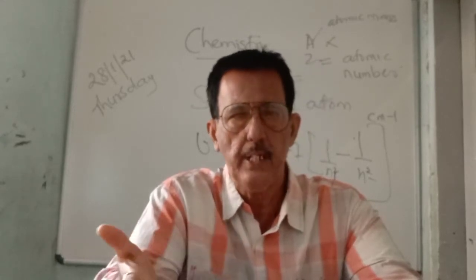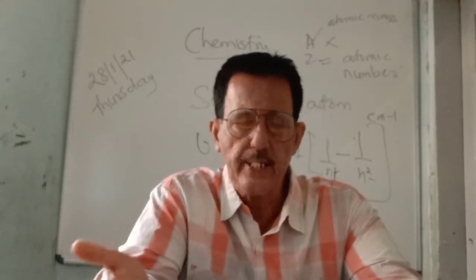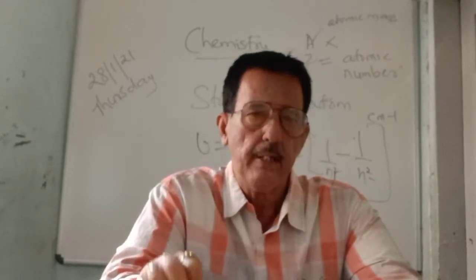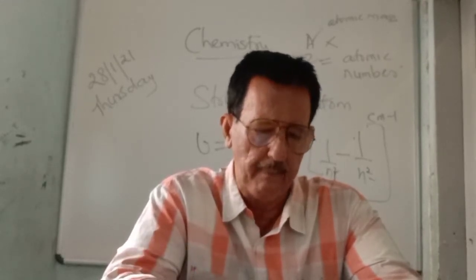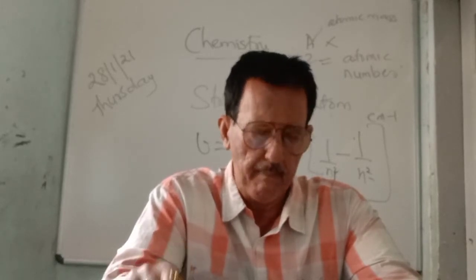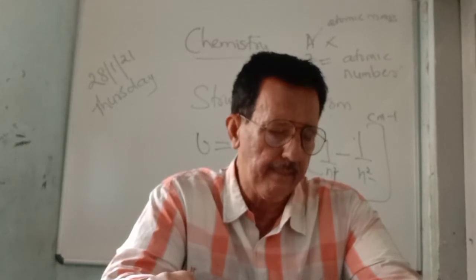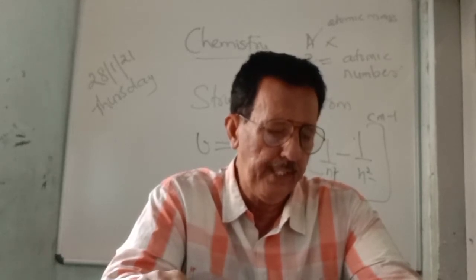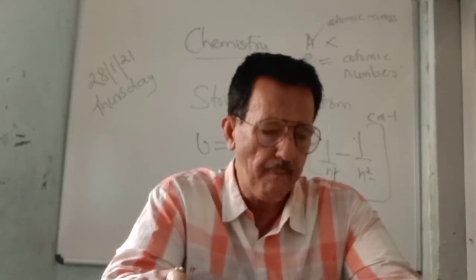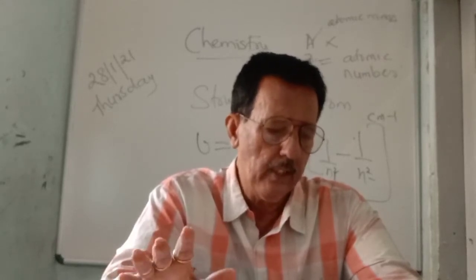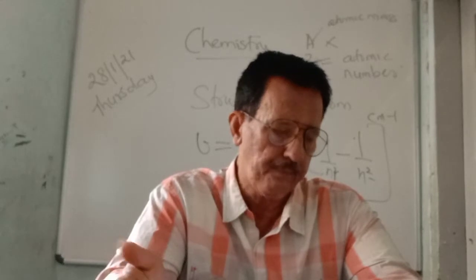Then we come to the concept of isobars. What are isobars? Isobars are the atoms of different elements with the same atomic mass number but different atomic number. For example, Ar 40 (18), potassium 40 (19), calcium 40 (20). Here Ar is argon. So we have these isobars.